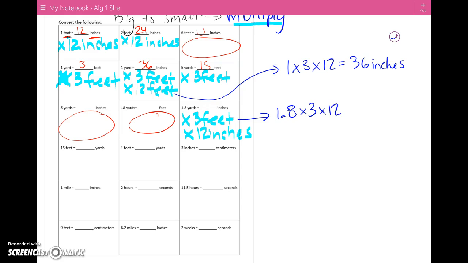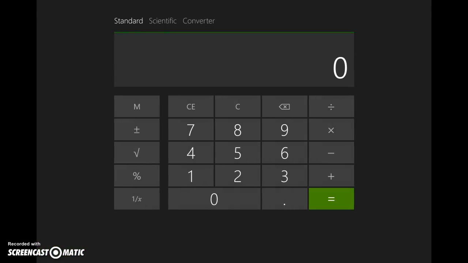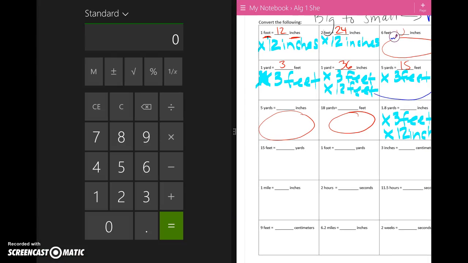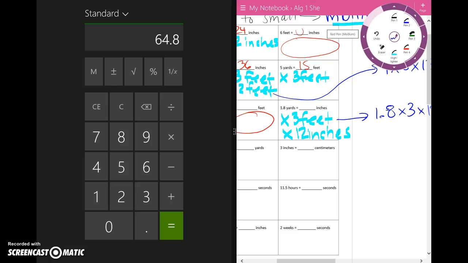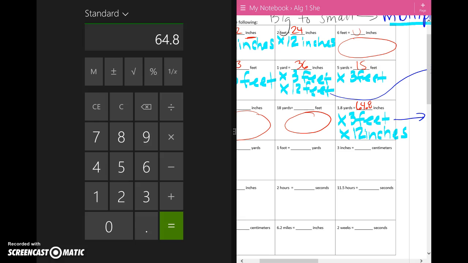And you can totally use a calculator, guys. So use the calculators. They're in the back of the classroom near where you got your journals from. Let me pull up my calculator here. So the calculation was 1.8 times 3 times 12. And that gives me 64.8 inches. Okay? Oops. Let the calculator go away.